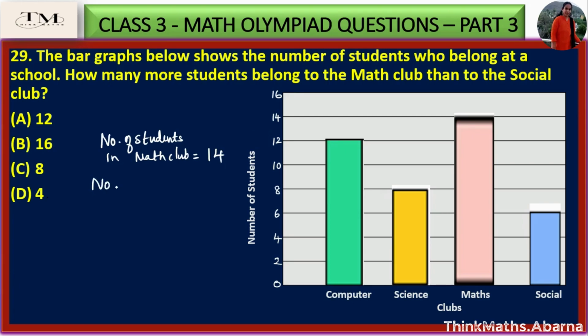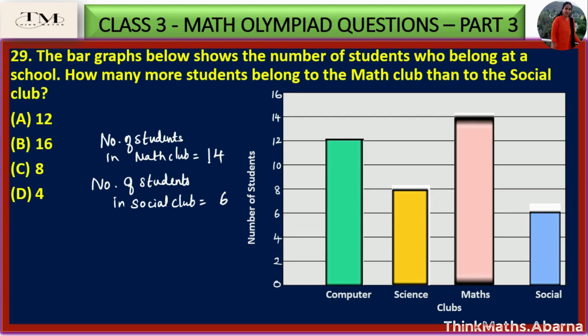In the same way, number of students in social club. How many students are there in social club? Can you find out? So where is social club? So this is social club. This is the end. How many students are there? 6. So there are 6 students.